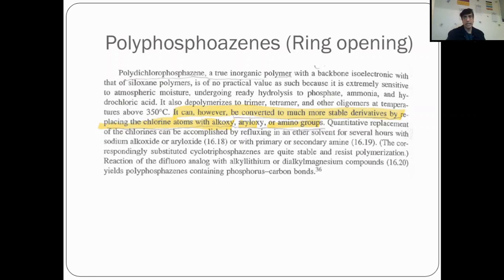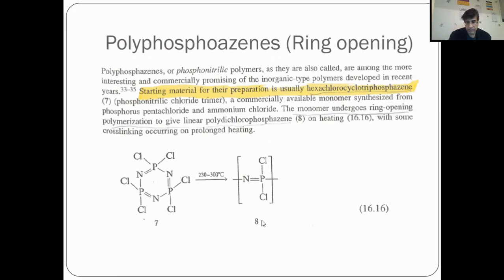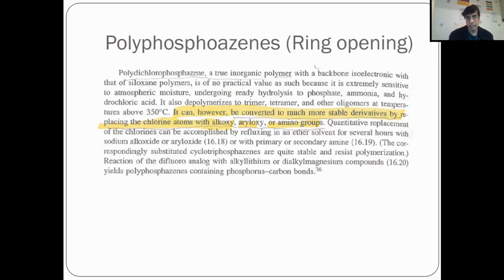So the question is, how to make them stable? This is very easy. Now look at the product. If you replace these two Cl with a suitable group, then it becomes stable. And it is shown in this slide how to make it stable. It can be converted into a more stable derivative by replacing the chlorine atoms with alkoxy groups.